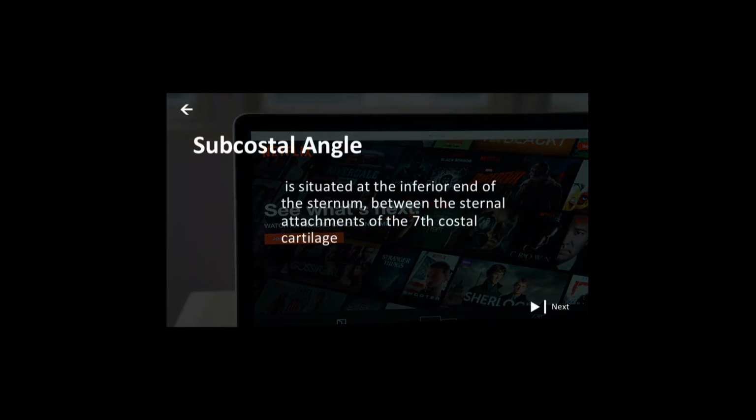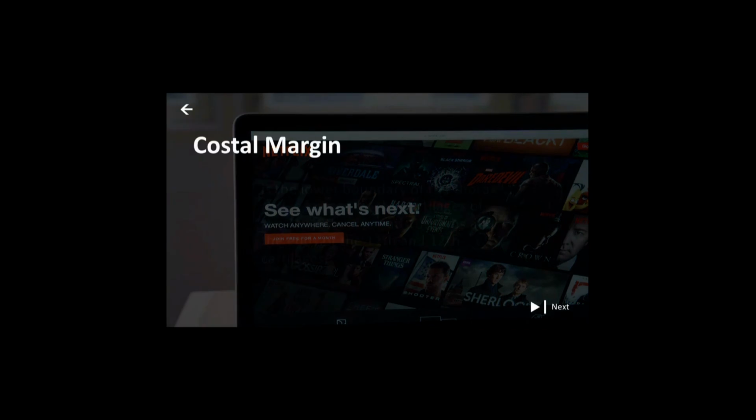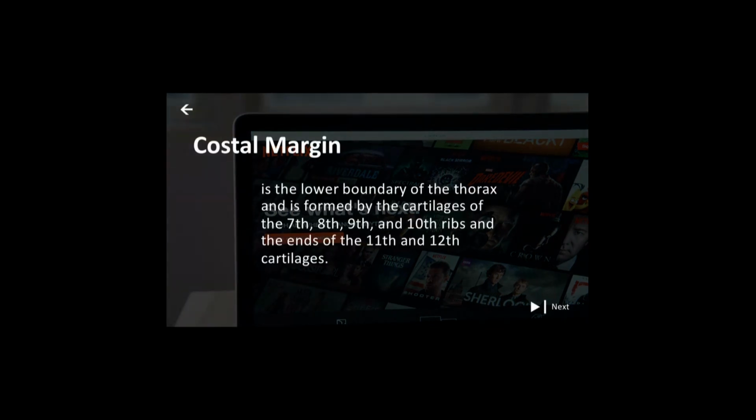Subcostal angle is situated at the inferior end of the sternum between the sternal attachments of the seventh costal cartilage. Costal margin is the lower boundary of the thorax and is formed by the cartilages of the 7th, 8th, 9th, and 10th ribs at the end of the 11th and 12th cartilages.